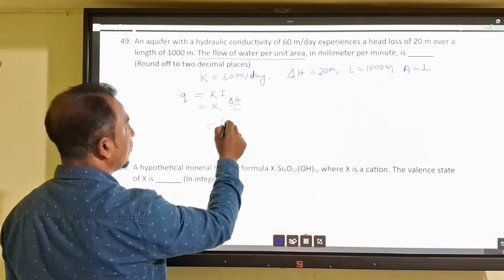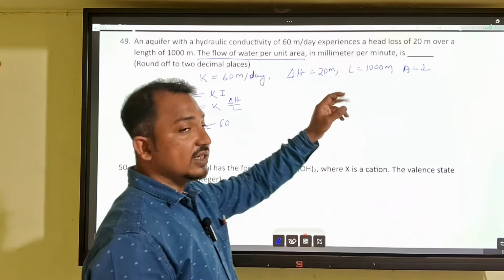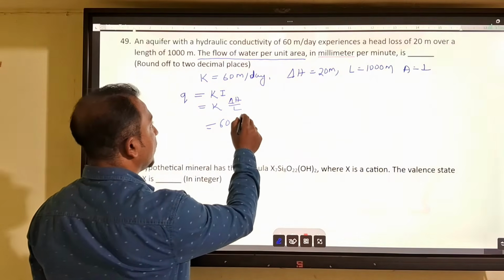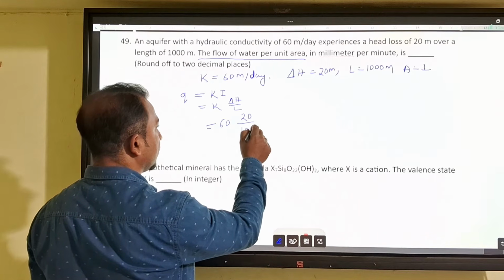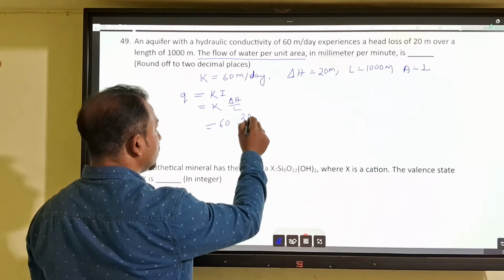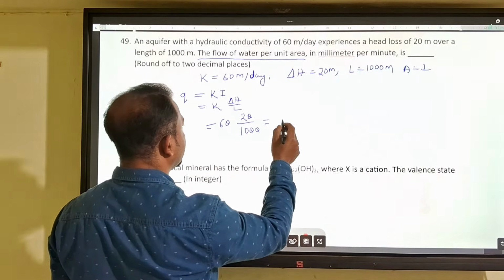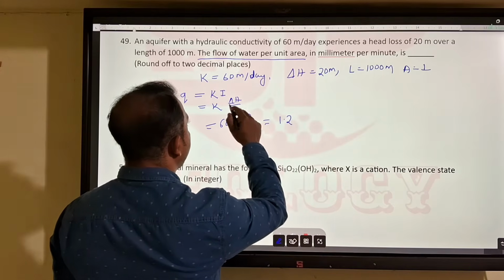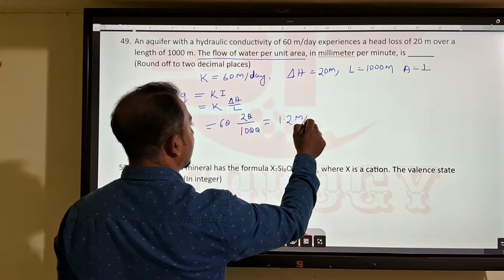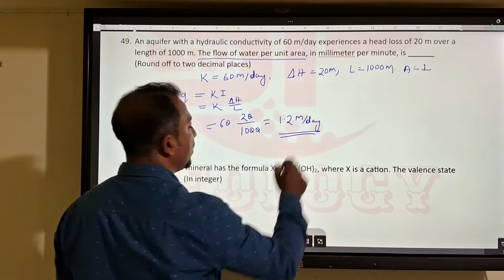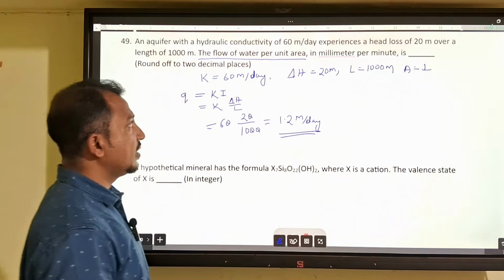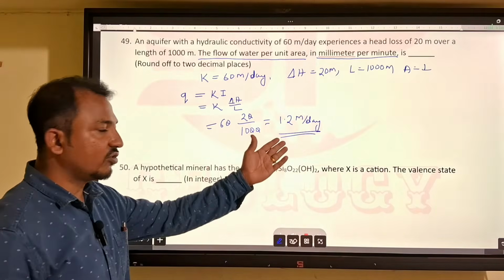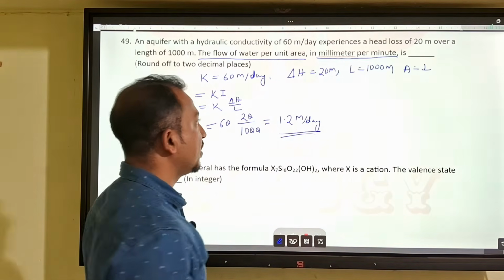So K is given 60, it is in meter per day. Del H is given 20 meter, that also in meter. So it will be 20 divided by 1000. So it will be 1.2 meter per day. But the question, it is asked in millimeter per minute, you have to calculate. So we just convert this meter per day into millimeter per minute.